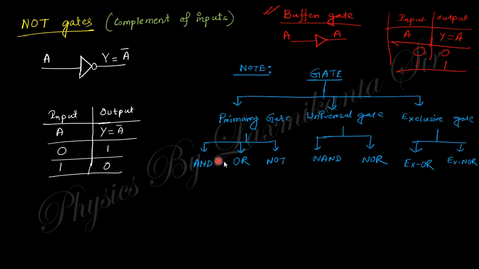So gates are mainly of three types: primary gates, universal gates, and exclusive gates. There are three primary gates: AND gate, OR gate, and NOT gate. These are known as the primary gates. NAND gate and NOR gate are known as the universal gates. We will learn why these are called universal gates in the upcoming slide. And there are two exclusive gates, that is, XOR gate and XNOR gate.